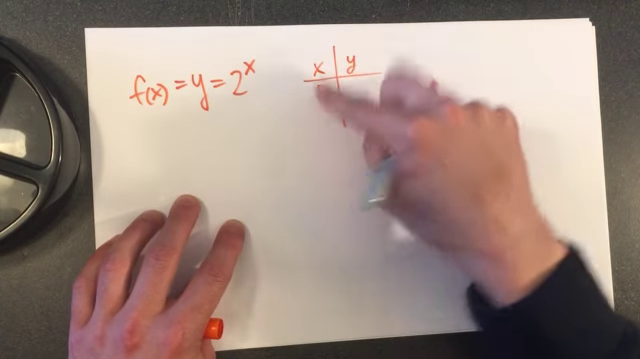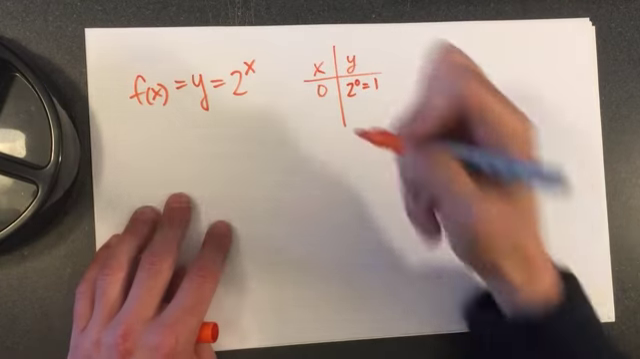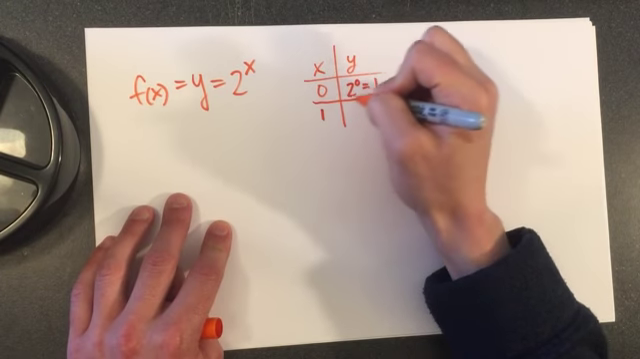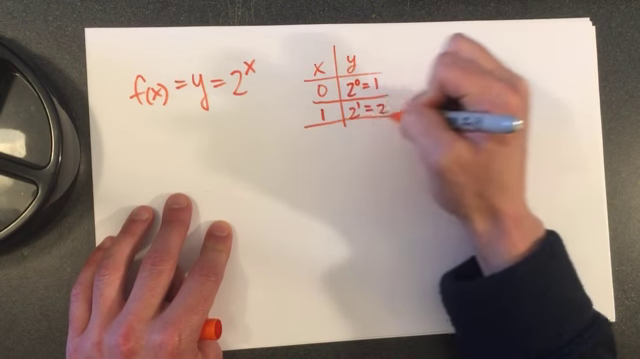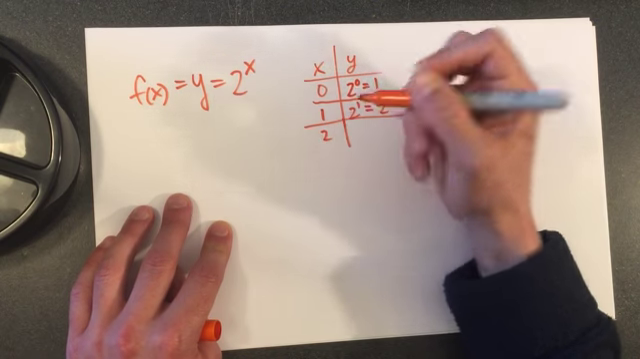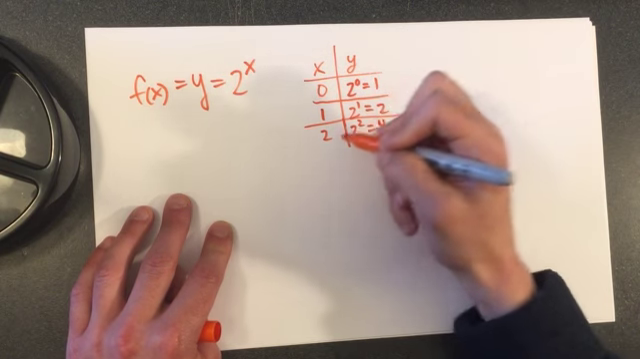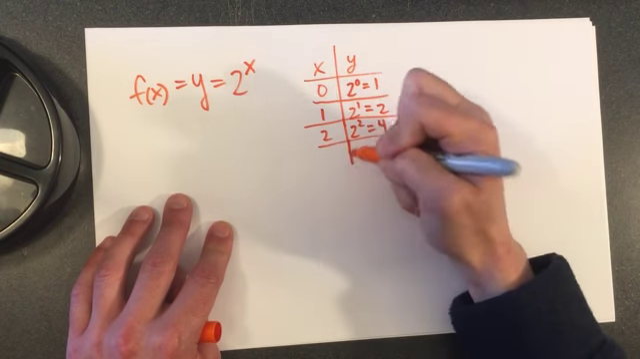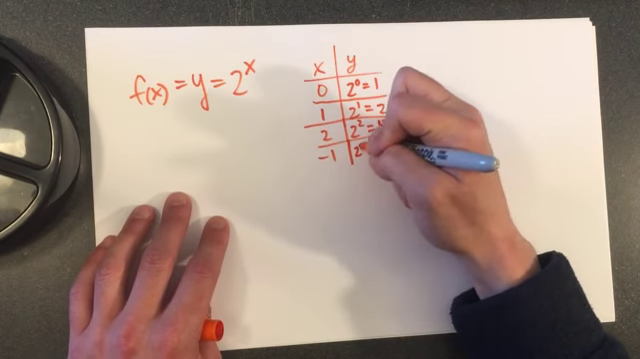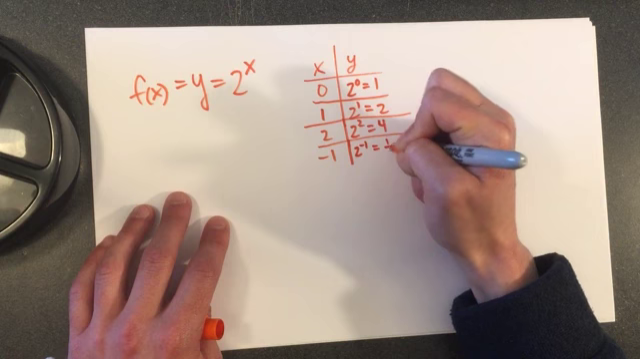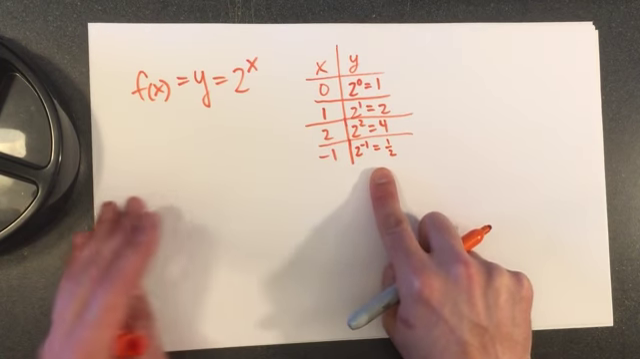Well, when x is 0, y is 2 to the 0 power. That's 1. Okay? When x is 1, y is 2 to the first power. That's 2. How about, let's do another point. When x is 2, y is 2 to the second power. It's 4. And you can imagine what's going on here. Let's try negative 1. Okay? Well, that means y is 2 to the negative 1. That's 1/2. And you can check that in your calculator if you're not sure how I'm getting these values.